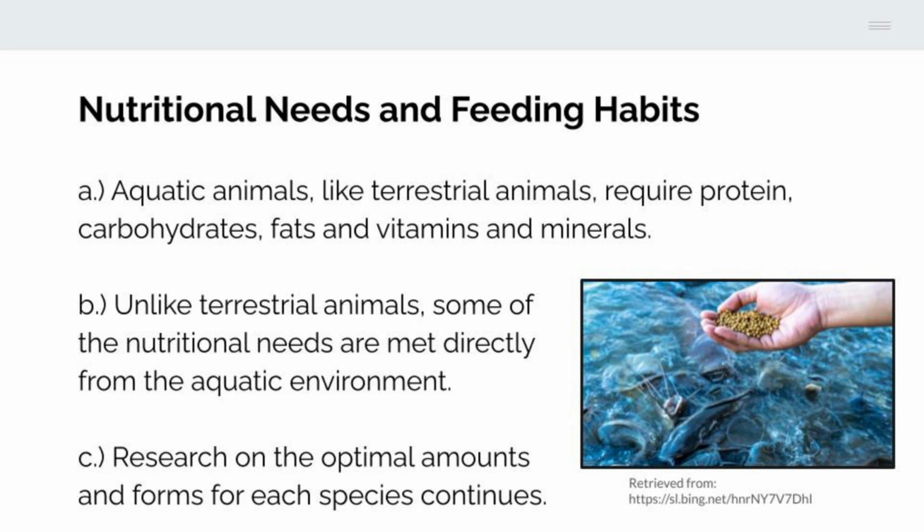Unlike terrestrial animals, some of the nutritional needs are met directly from the aquatic environment. Many species can obtain natural food sources like plankton, algae, and detritus, reducing the need for supplemental feeding. Next, research on the optimal amounts and forms for each species continues. Scientists are continuously studying species-specific dietary needs to improve feed efficiency, reduce waste, and enhance growth rates.